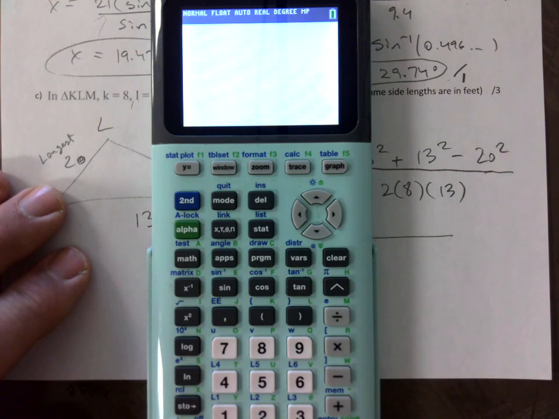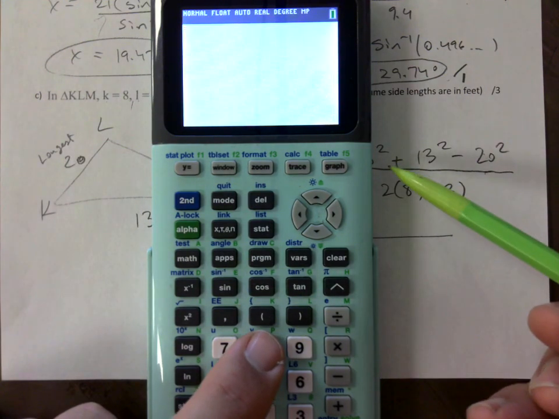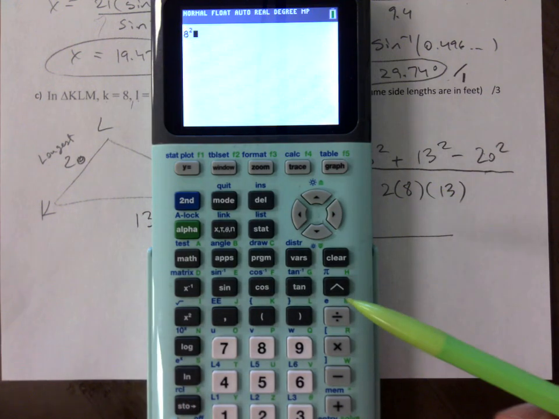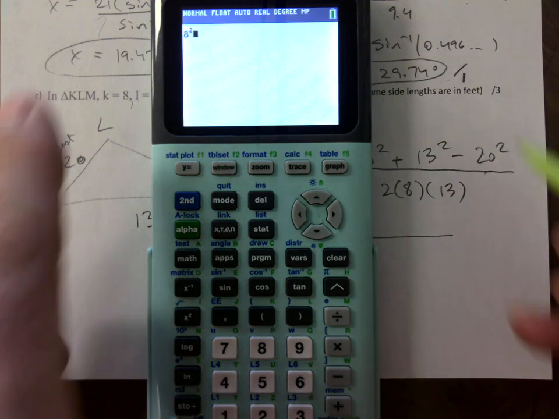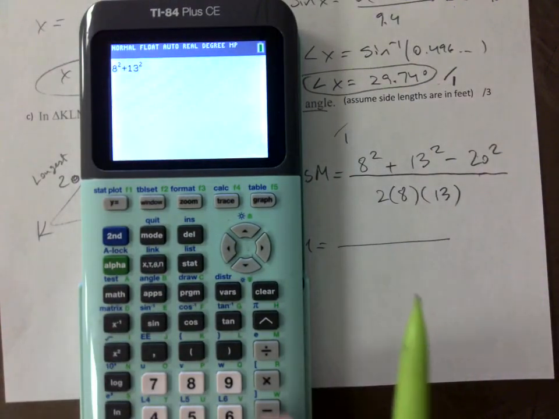I want to show you the shortcut. I don't think I've done this, but some of you already know it. 8 squared, it's better to just go 8 and then x2. That's the fastest way of doing it. If you use the hat button, it's going to be an extra button every time. And it's just too much time that you're spending, right? So 8 squared plus 13 squared minus 20 squared.